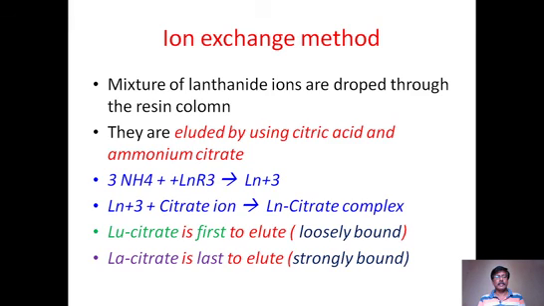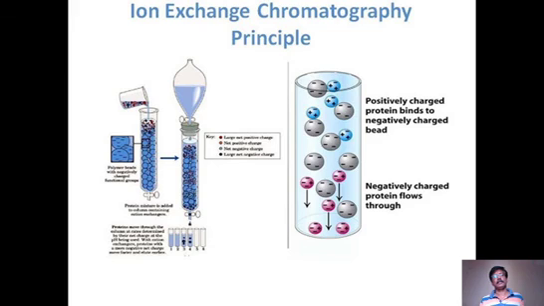Now you see this lutetium is loosely bound. That's why it is the first to elute. Whichever is loosely bound will come first. And lanthanum citrate is found last, because it is strongly bound with the resin, so it will not come first. It will come last. So lutetium comes first, lanthanum comes last. And you see this is how the column is prepared.